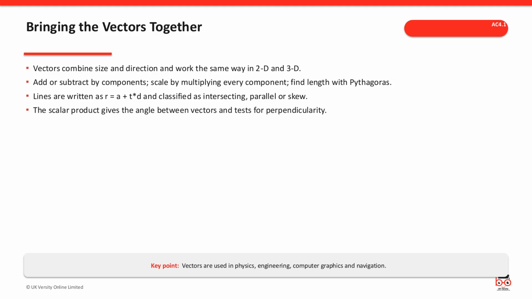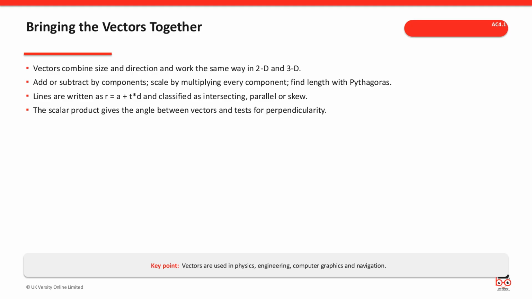Let's tie the vector work together. Vectors carry both size and direction, and they behave the same way whether you're in 2 dimensions or 3. You add and subtract them component by component, scale them by multiplying every component, and find their length with Pythagoras. Lines are written as r = a + td and classified as intersecting, parallel, or skew, while the scalar product hands you the angle between vectors and instantly tests for perpendicularity, which is why vectors are so central to graphics, engineering, and navigation.